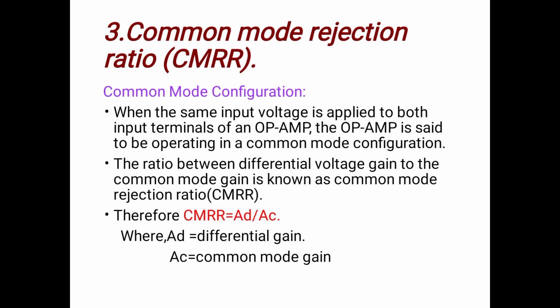Third one, common mode rejection ratio. When the same input voltage is applied to both input terminals of an op-amp, the op-amp is said to be operating in a common mode configuration. The relation between differential voltage gain and common mode gain is known as common mode rejection ratio. Therefore, common mode rejection ratio is equal to AD by AC, where AD is the differential gain and AC is the common mode gain.